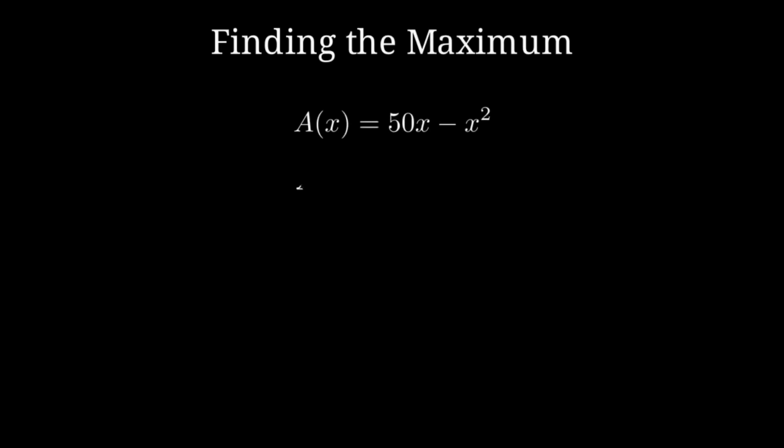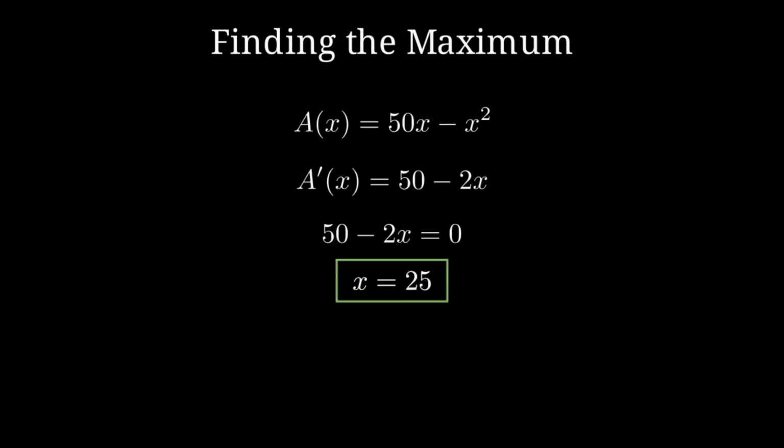To find the maximum area, we take the derivative of our area function and set it to 0. Solving 50 minus 2x equals 0 gives us a critical point at x equals 25. This value represents the specific width that will result in the largest possible enclosed area.